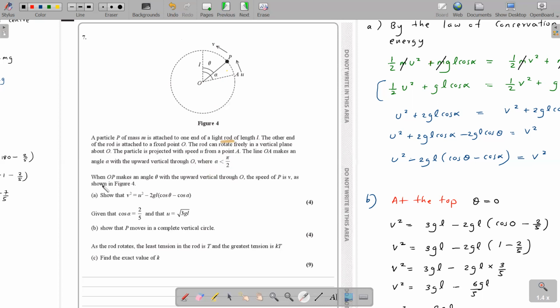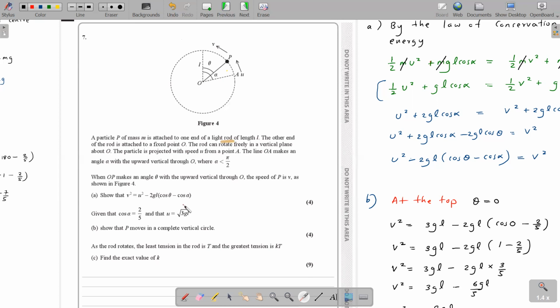Okay. So when OP makes an angle theta with the upward vertical, so it's all marked on the figure here, guys. Okay. So when OP makes an angle theta with the upward vertical through O, the speed of P is V. That's also marked. As shown in figure 4, show that V square equals u square minus 2gL (cos theta minus cos alpha). So guys, you immediately know when you take a look at this equation what we are dealing with here, right? So you need to realize what you are working with. We are working with a circular motion, basically a vertical circle, right? So this is the vertical circular motion sum.